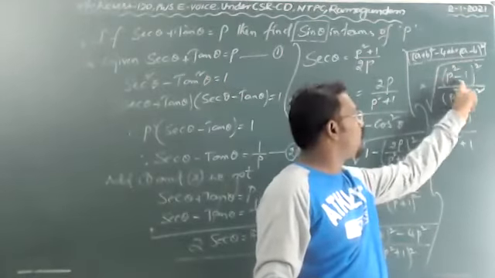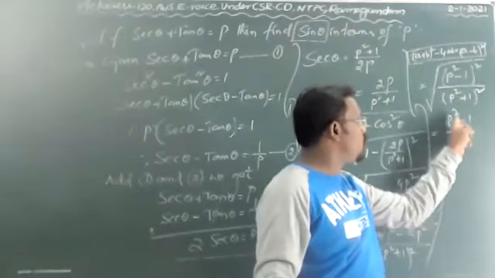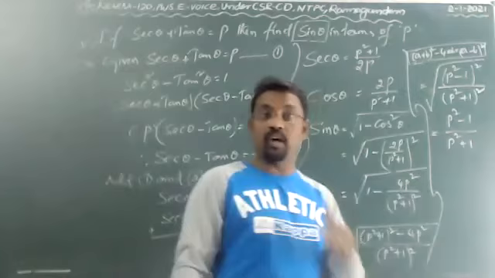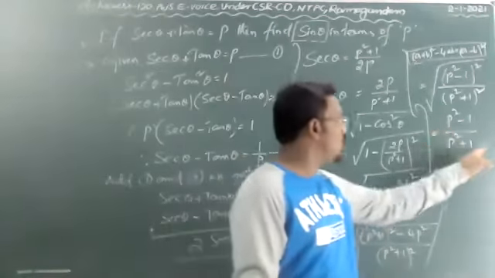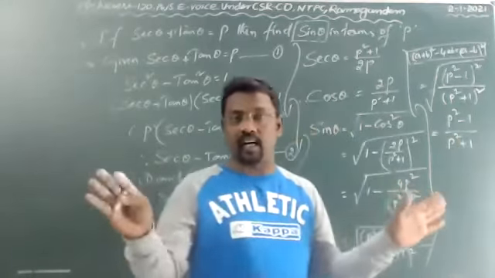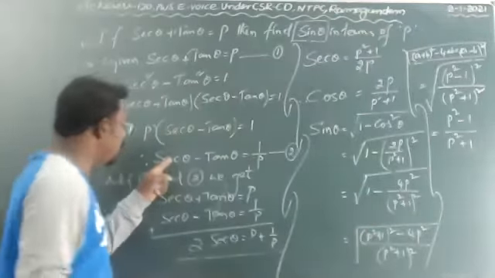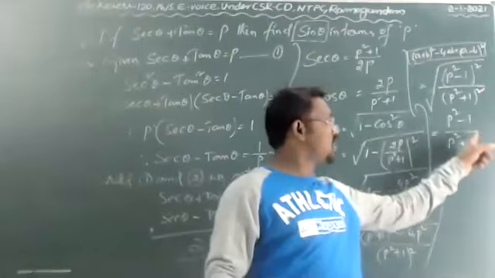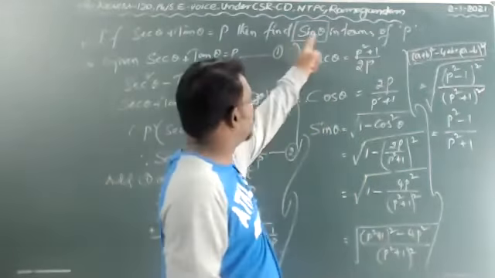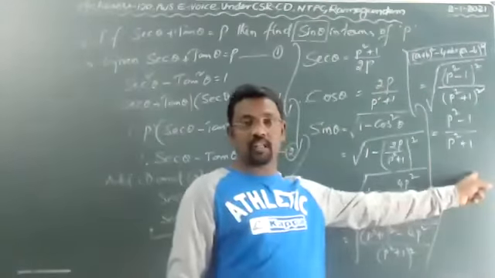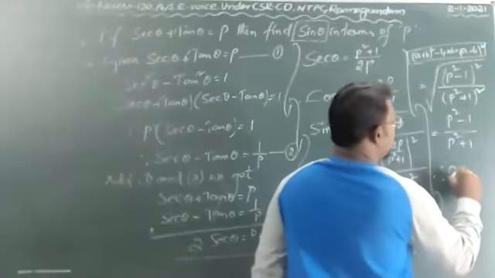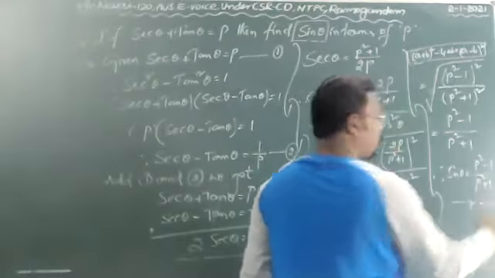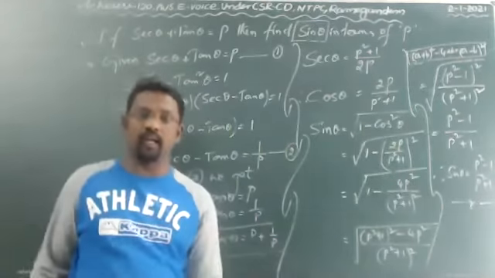The remaining is p square minus 1 by p square plus 1, which we got in terms of p. This is only in p. There is no sin theta, no cos theta, no secant theta, no tan, other ratios are not there. Only p is there, a constant is there. So we have to show it in terms of p. Therefore, sin theta is equal to p square minus 1 by p square plus 1.